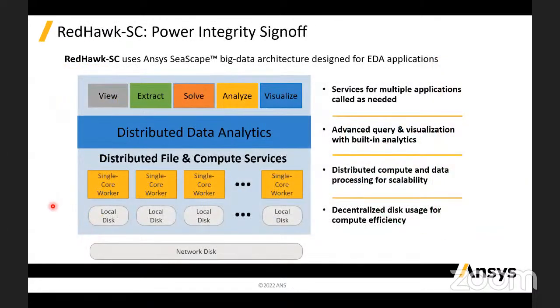So I talked about semiconductor design challenges, power integrity trends specifically. So now I want to talk about RedHawk-SC, which is the Ansys simulation product for power integrity sign-off. This is built on the Ansys SeaScape platform, and RedHawk-SC reads in the layout geometries. It converts the layout geometries using the extraction engine into an RLCK circuit, which is then solved using the matrix solver engine. The user can perform a variety of distributed data analytics using the elastic compute feature and visualize the results in various forms. All this can be done directly in the RedHawk-SC environment.